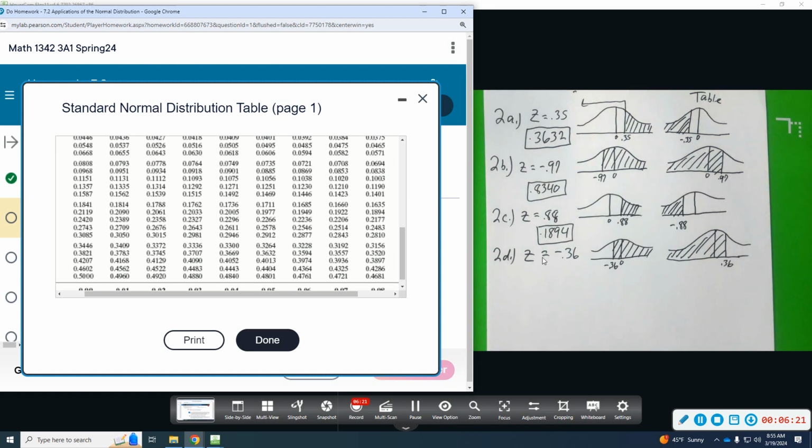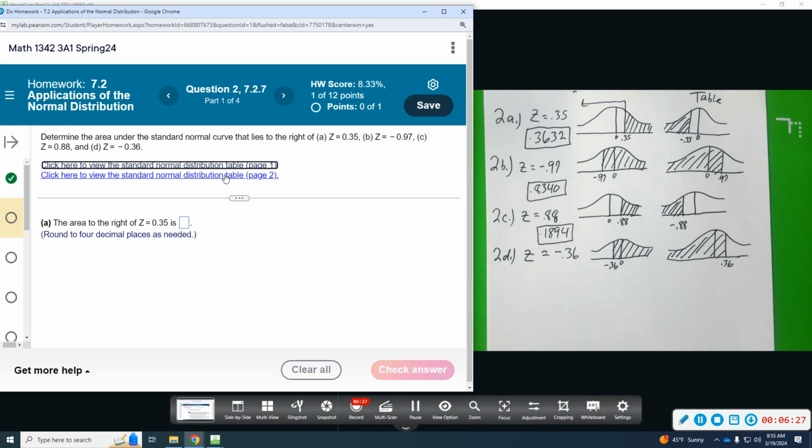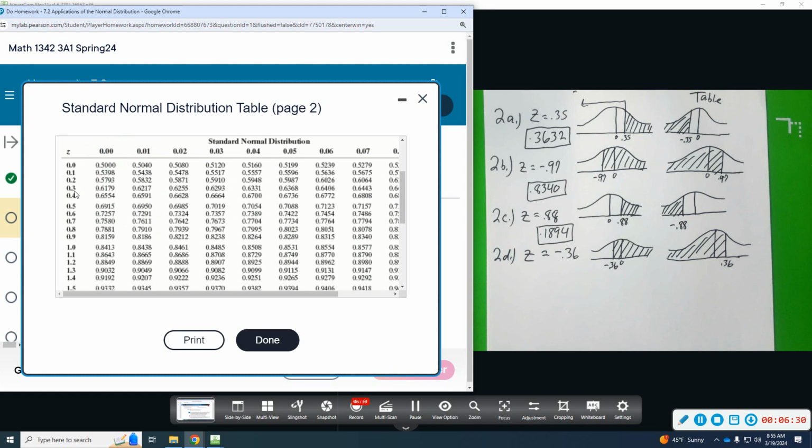And then the last one, Z, we're looking up negative 0.36. That's the area to the right. So I'm going to look up positive 0.36. Second table, positive 0.3, 0, 1, 2, 3, 4, 5, and 6 right here. So 0.6406.